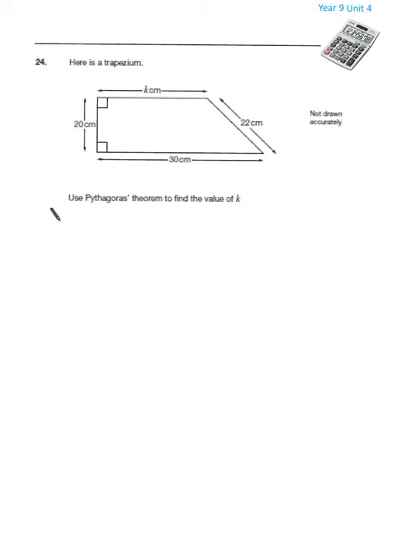So we have a trapezium and we've been asked to work out the value of k. If I split my shape up into a rectangle and a triangle, I know that in this triangle the height is 20 and the hypotenuse is 22. So I'm going to draw that out separately. I've got a right-angled triangle, 20 and 22.